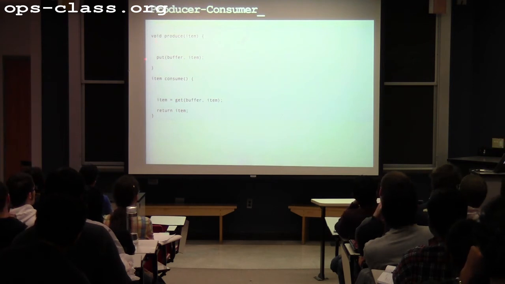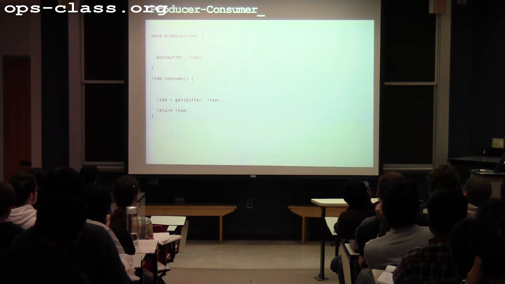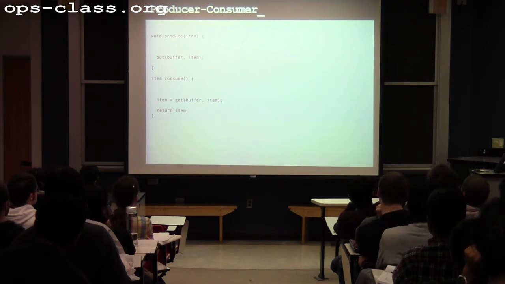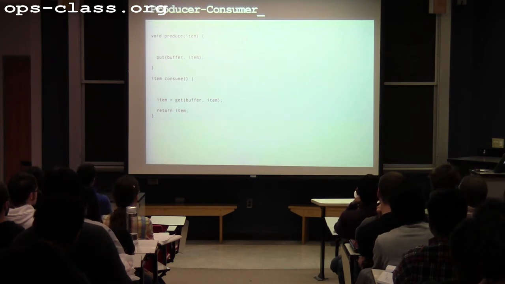All right, so here's my very simple beginning of an example here. The producer just puts item, I probably would say item buffer, but whatever. Me 2 years ago said buffer item, so that's what we're using. And then the consumer just pulls an item out of the buffer and then either returns it or does some processing or whatever, right? So that's pretty simple.